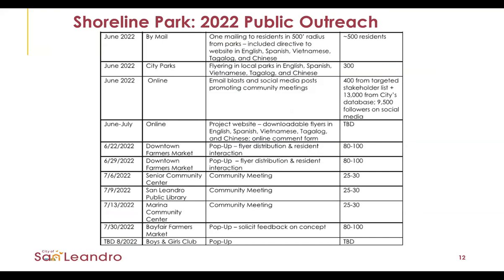And then we held three community meetings in July, one at the Senior Community Center, San Leandro Public Library, and then the Marina Community Center, as well as additional pop-ups to gather more interest after that at the Bay Fair Farms Market and the Boys and Girls Club.